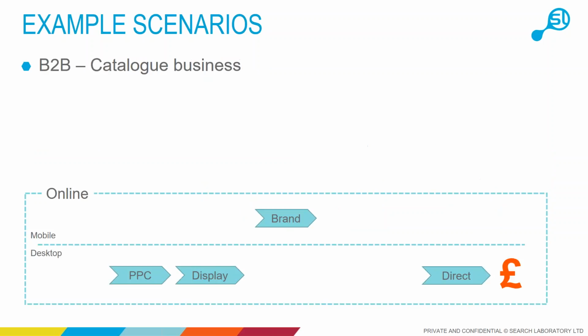And finally, the example scenario here is a B2B catalog business, not necessarily B2B, it could be B2C, but any traditional catalog business that has a lot of offline activity as well as online. Another example might be office supplies. You've got a lot of activity going on your website, but a lot going on off your website.